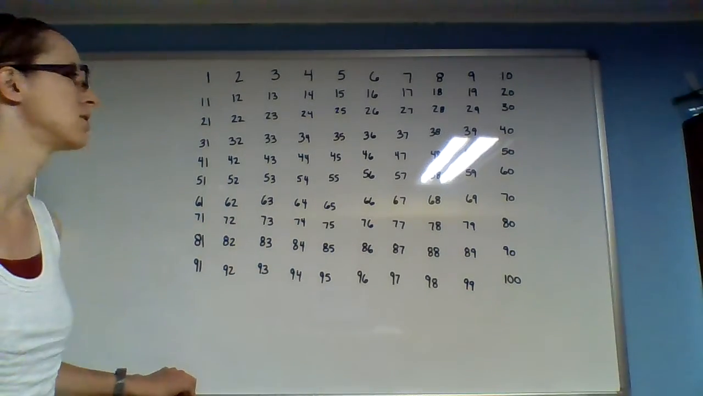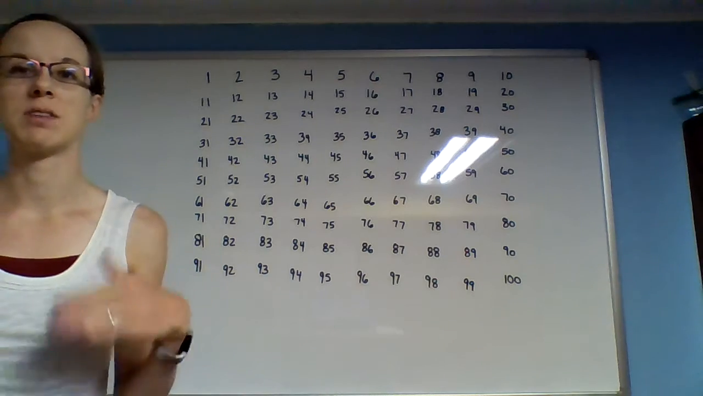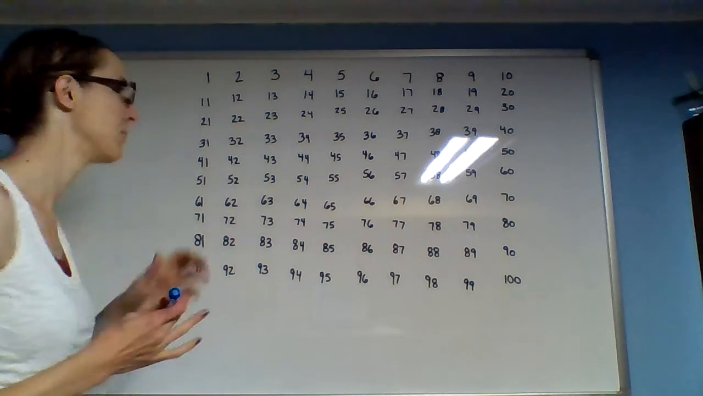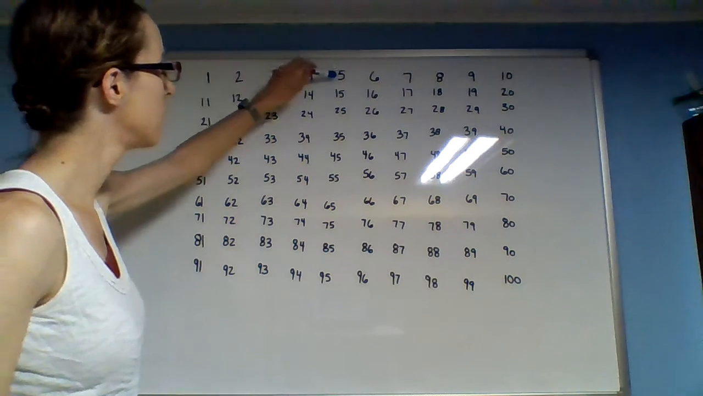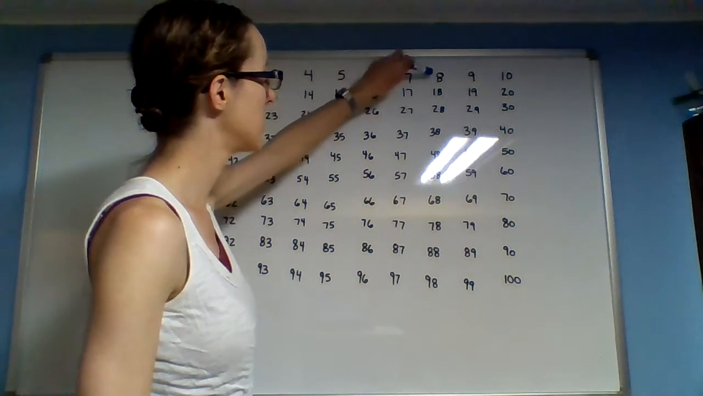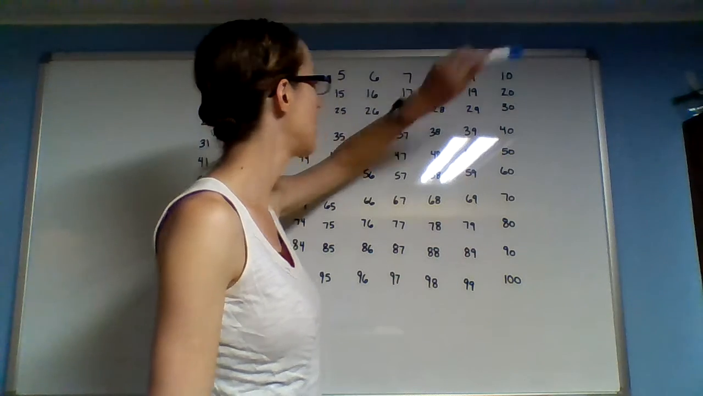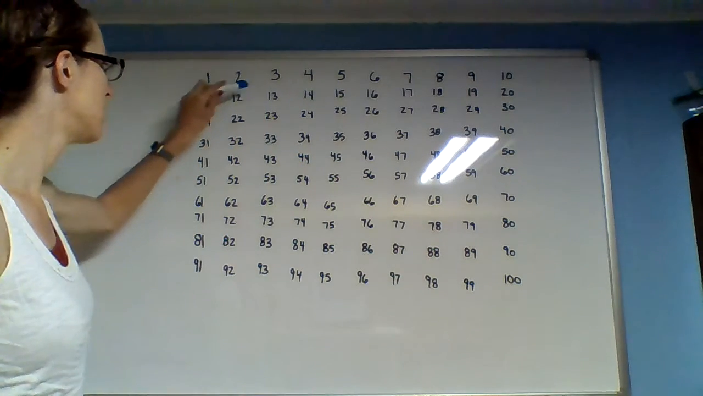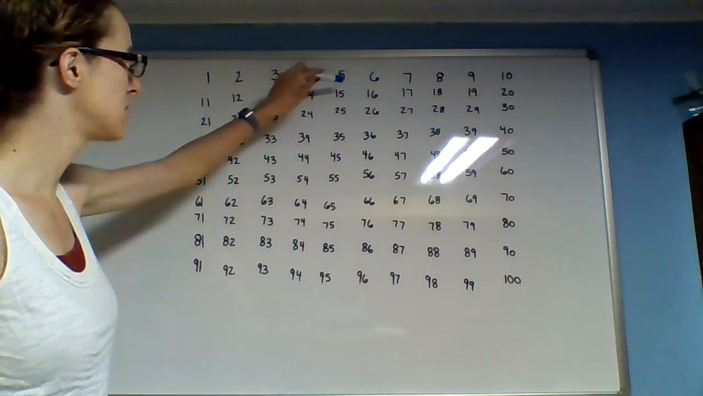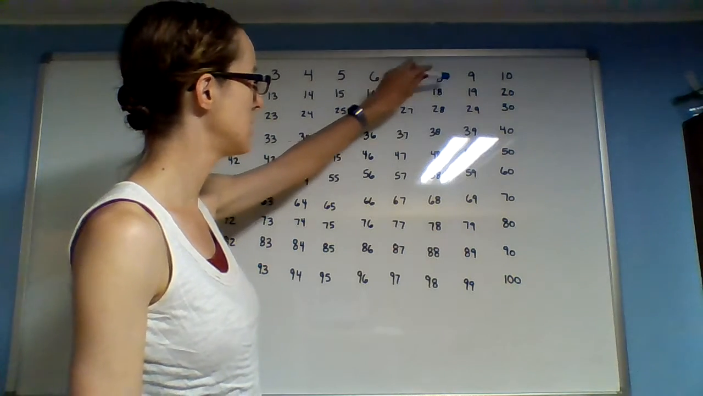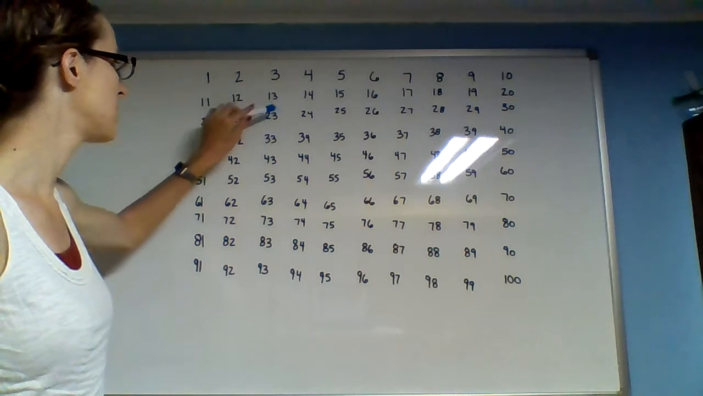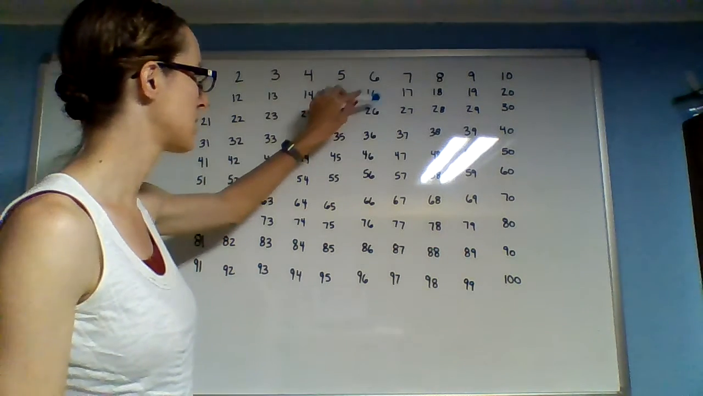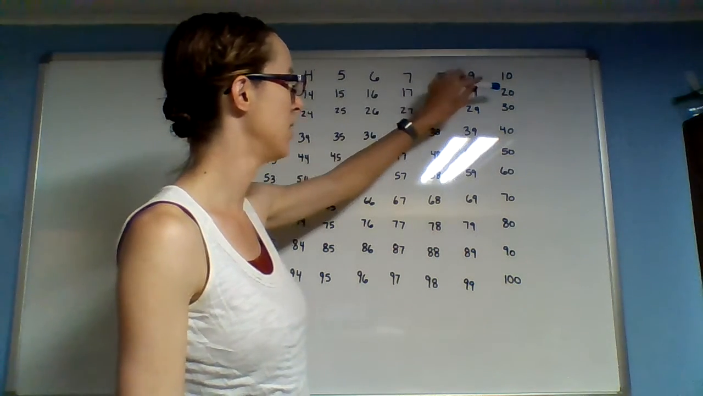The first thing I want to do is just count through them with you, count along with me as we go. Here we go. 1, 2, 3, 4, 5, 6, 7, 8, 9, 10, 11, 12, 13, 14, 15, 16, 17, 18, 19, 20, 21, 22, 23, 24, 25, 26, 27, 28, 29, 30.